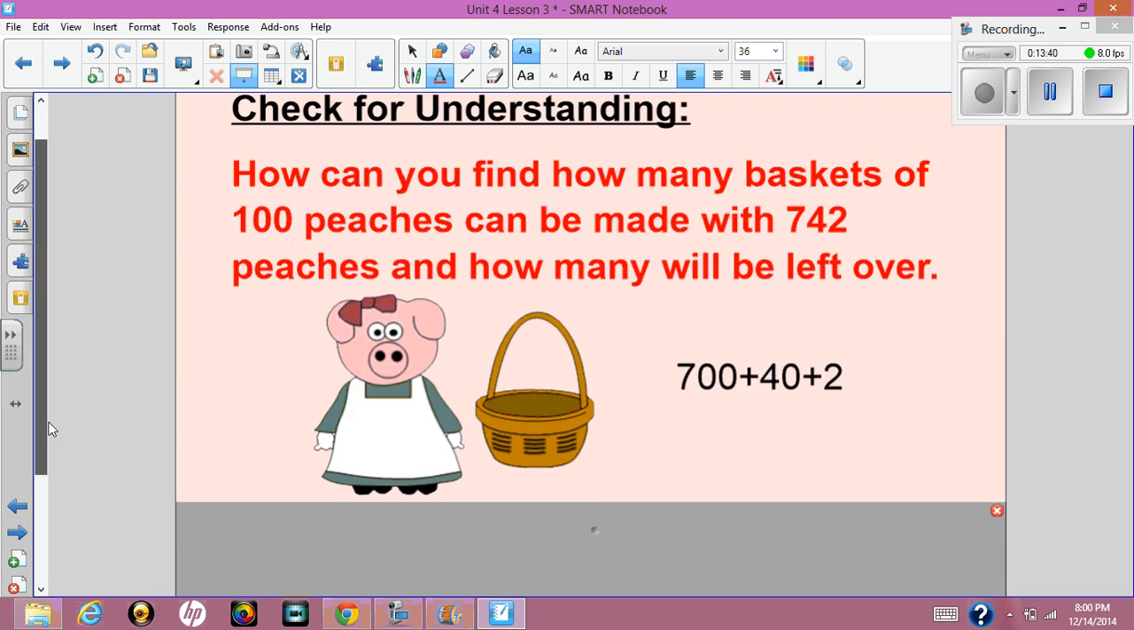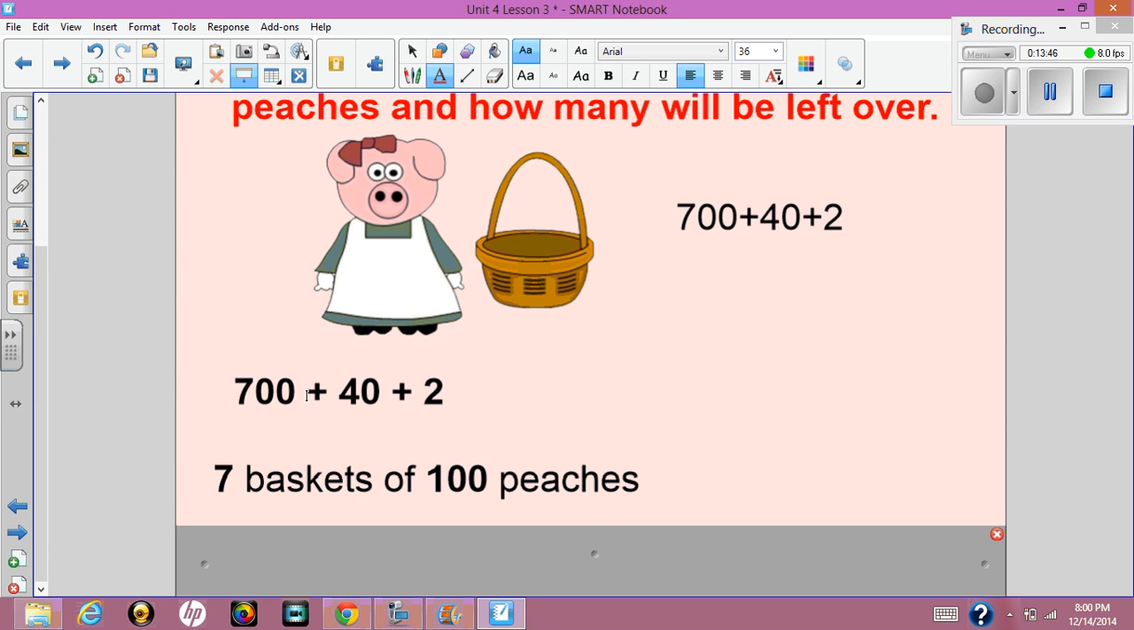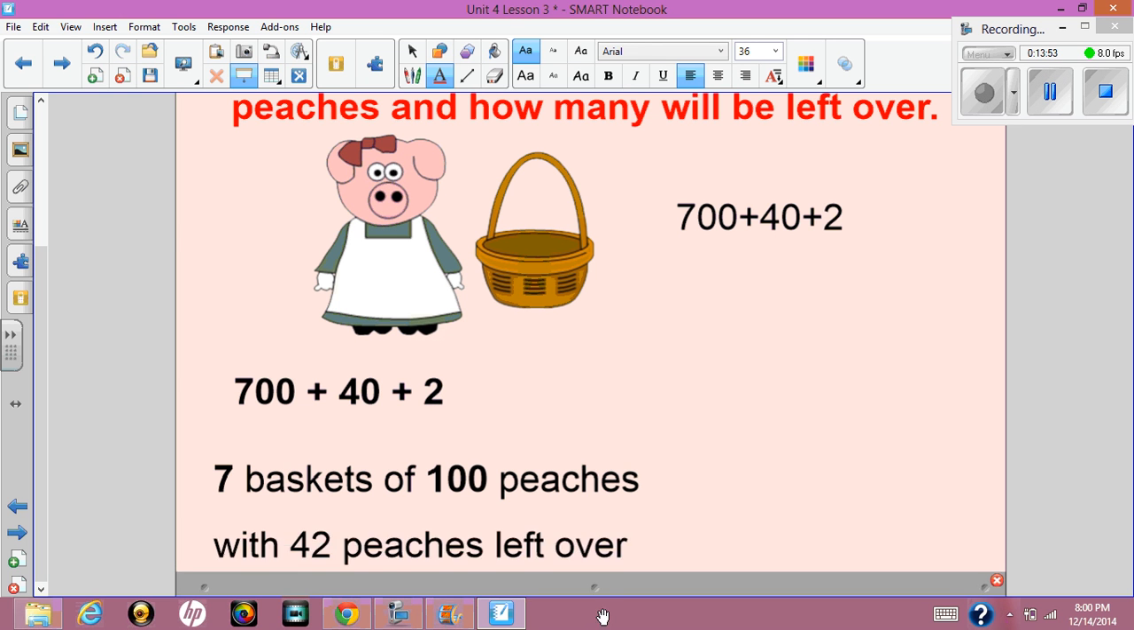Let's see if we're right. 42 left over. So 700 plus 40 plus 2. 7 baskets of 100 peaches with 42 peaches left over. I hope this makes sense and that you feel comfortable with place value. We will be expanding our understanding of standard form, expanded form, and place value drawings, and how they will help us to solve problems. Thank you for your attention.